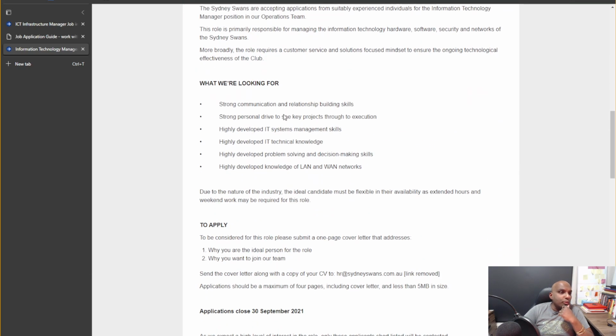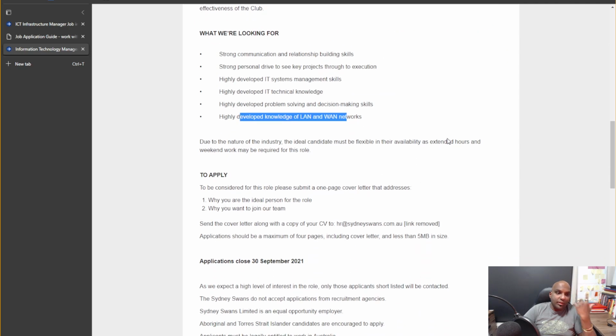So there we go. Let's have a look at this one. They're quite punchy in how they've gone about this. What they're looking for: strong communication, relationship building skills, strong personal drive, highly developed systems management skills, highly developed IT technical knowledge, highly developed problem solving and decision making skills, and highly developed knowledge of LAN and WAN networks.